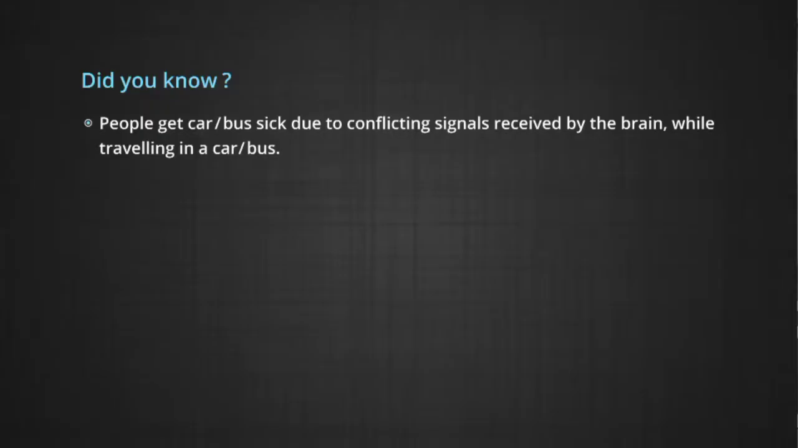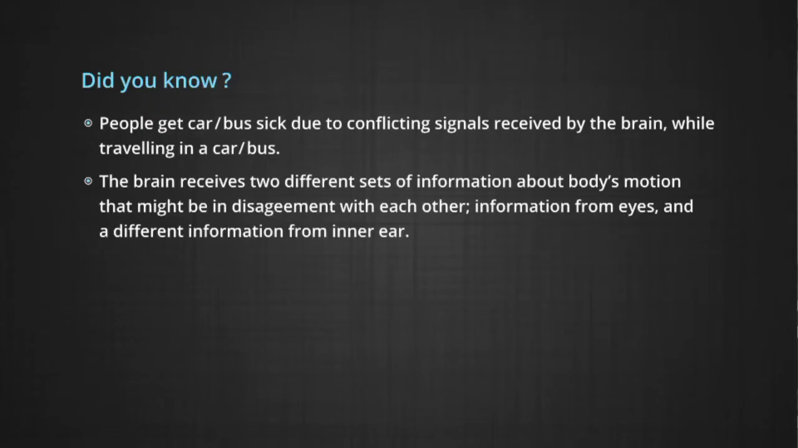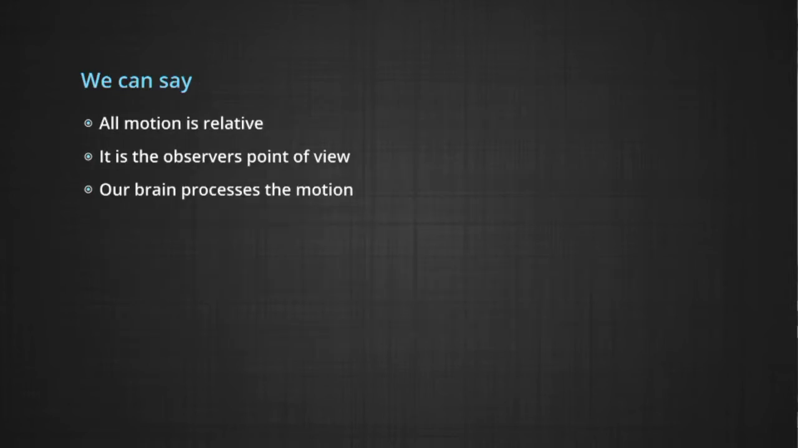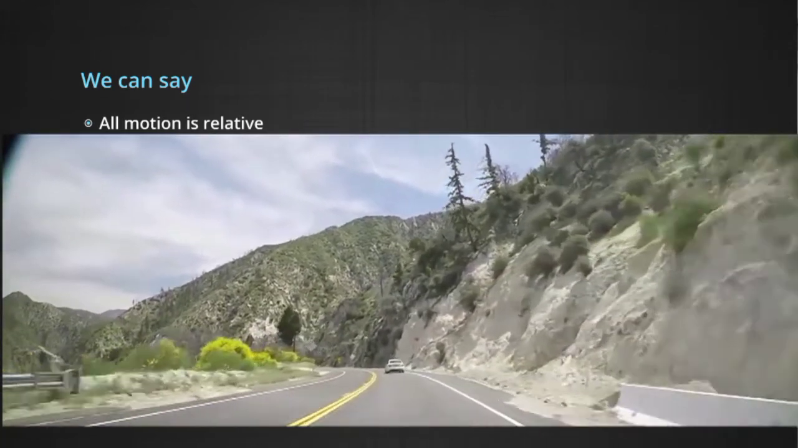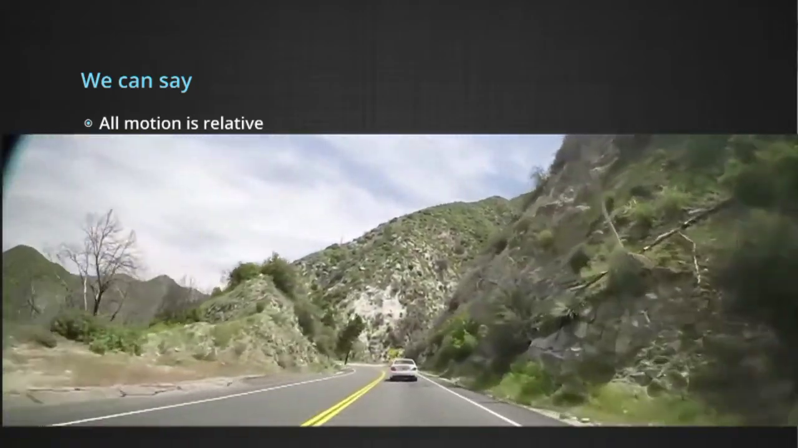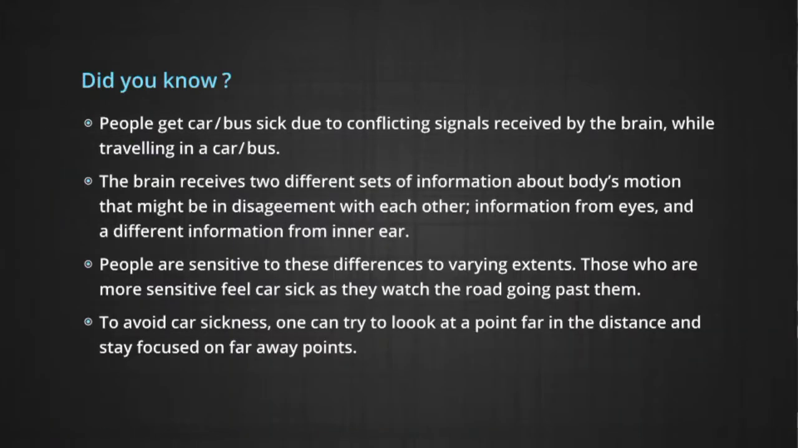And did you know that your brain is getting two different sets of information about your body's motion when you are moving in a car or a bus? Sometimes you must have heard that people get sick in the car or bus. Why is this happening? Because the brain is not connecting the motion of the bus as it goes around on the highway. This is more pronounced when going on a hilly road. People may be looking outside at the scenery while the car is going along the winding roads. So, the information from the eyes and the information from the brain are not matching.